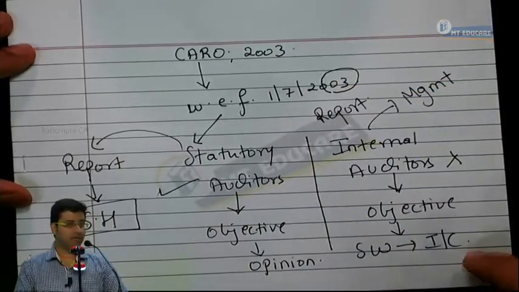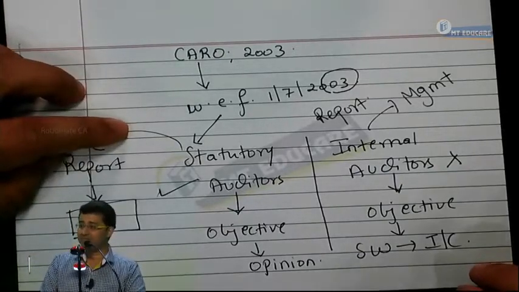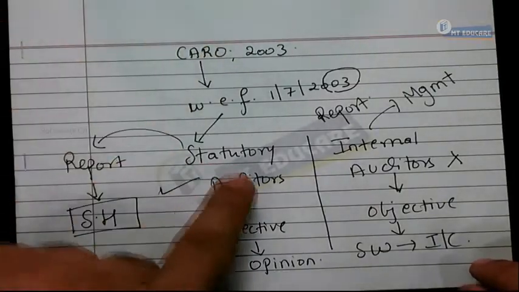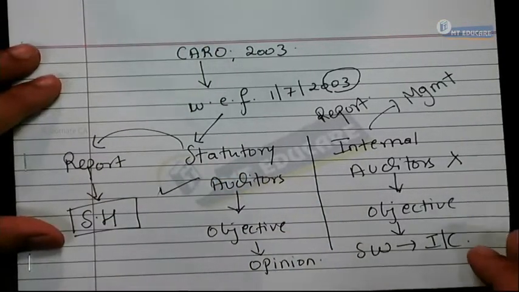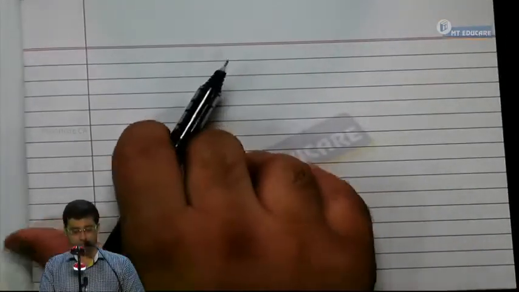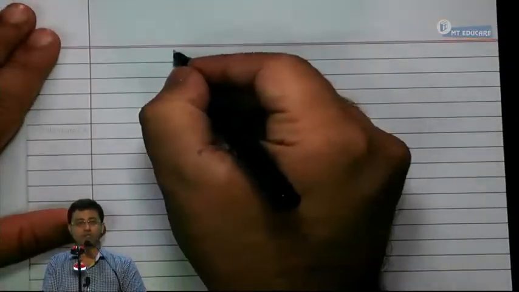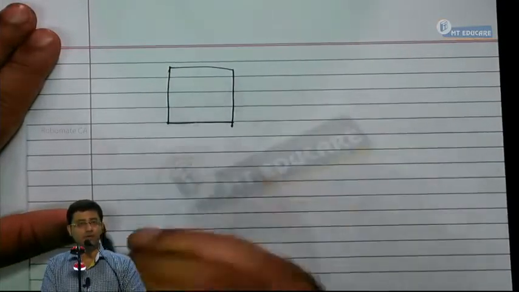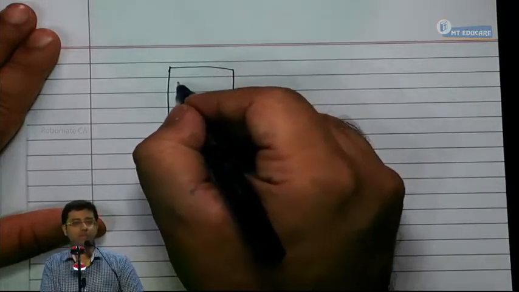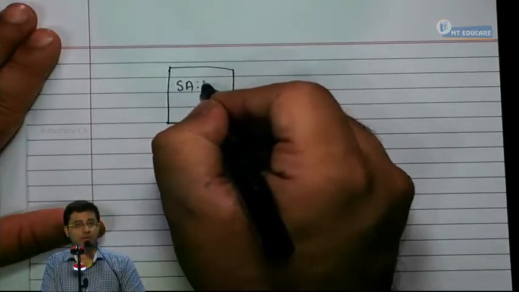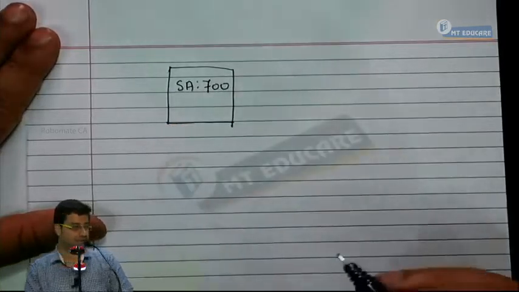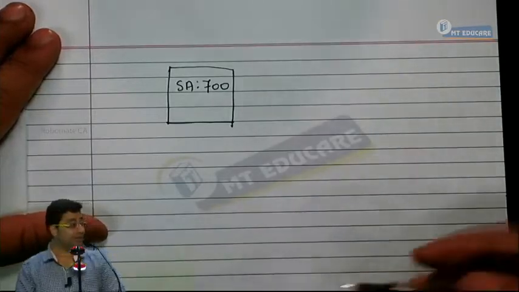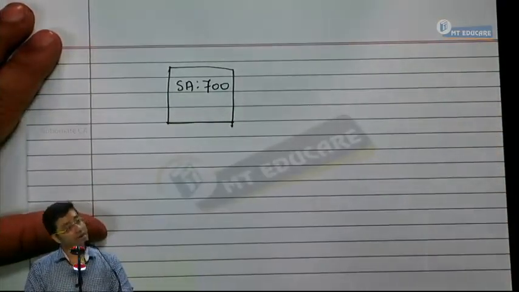Prior to 2003, it was found that the report of the statutory auditor was not conveying adequate meaning. When a stat auditor gave his audit report, it was just a one page audit report. And that time, there was only one SA applicable for these audits, SA 700. The qualified opinion, disclaimer and adverse opinion were also part of the old SA 700 only.